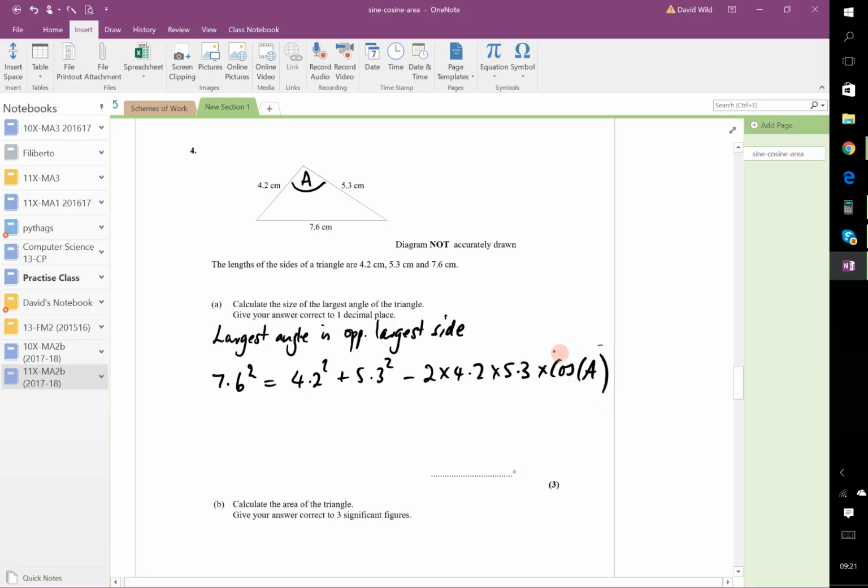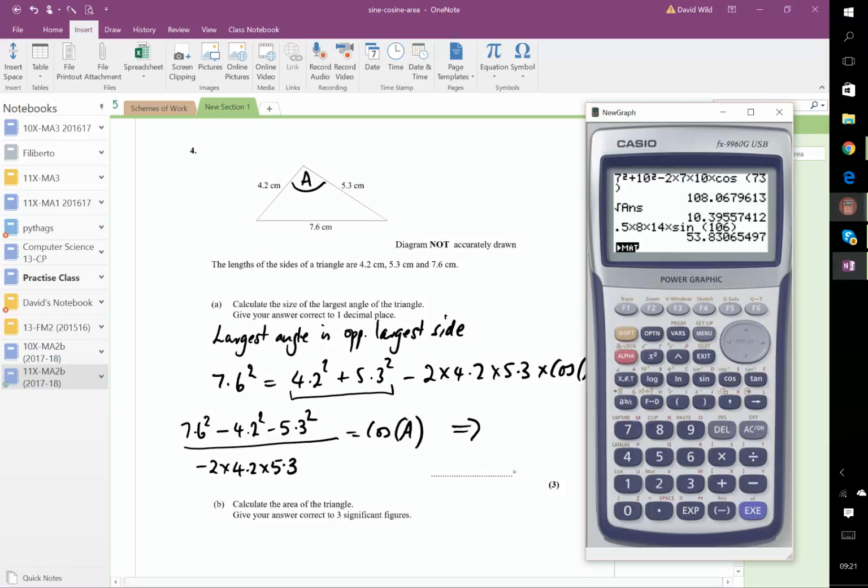And we want to work out what this is, so we can rearrange. So we're going to subtract these two from both sides now. So we're going to get 7.6 squared minus 4.2 squared, and also minus 5.3 squared. And then we're going to divide both sides by this here. So we divide by minus 2 times 4.2 times 5.3, and that's the cosine of A. And therefore, A is the inverse cosine of all that. So we need to type that into the calculator.